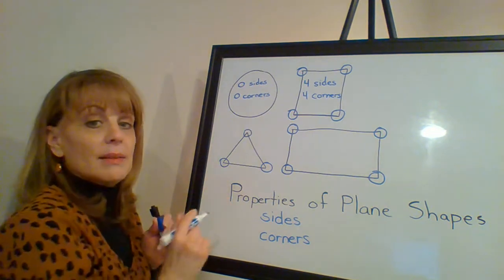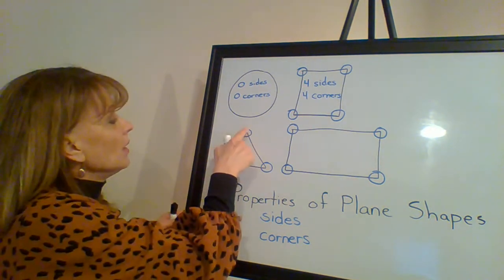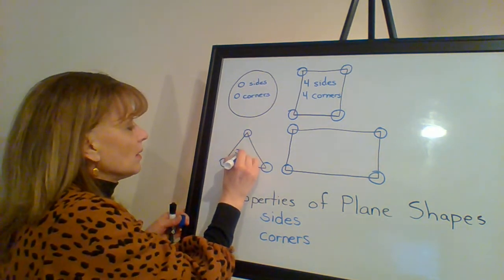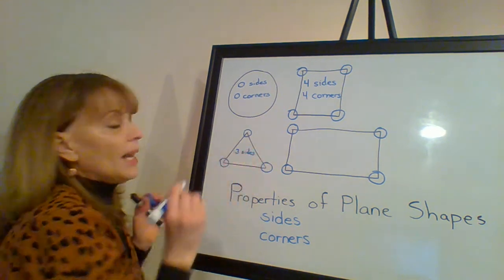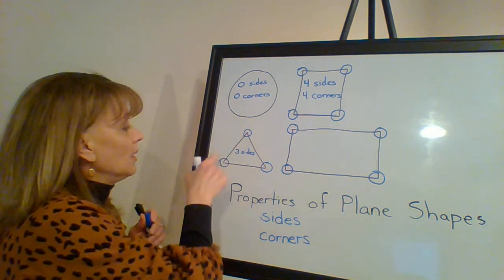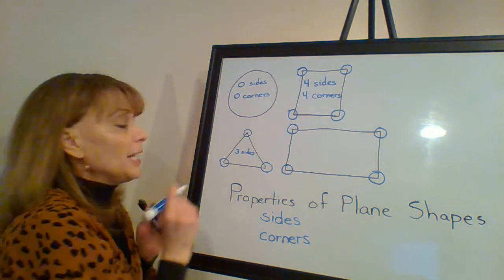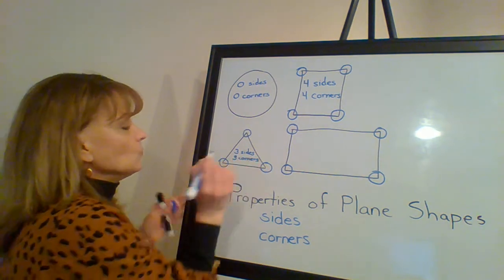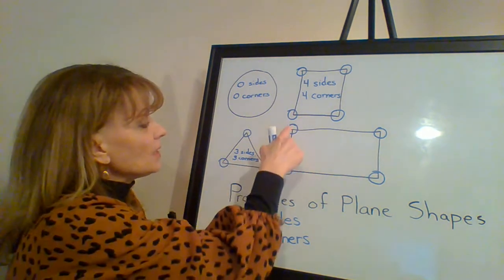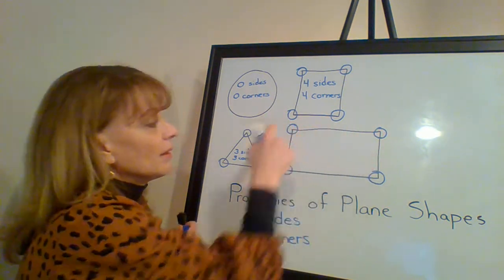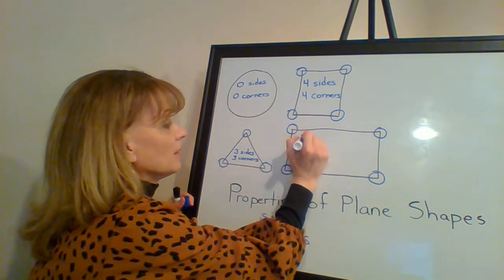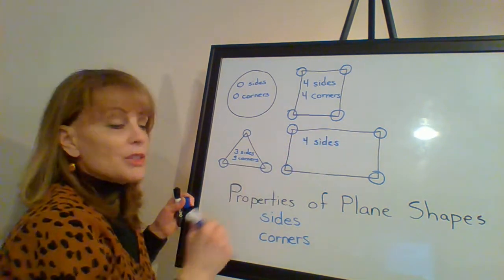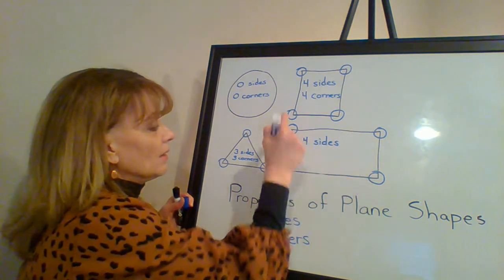Look at the triangle. How many straight sides does it have? 1, 2, 3. And how many corners does it have? 3. How about a rectangle? How many straight sides does it have? 4. And how many corners does it have? 4.